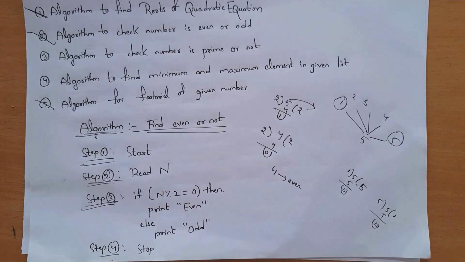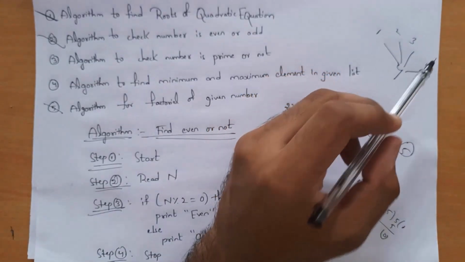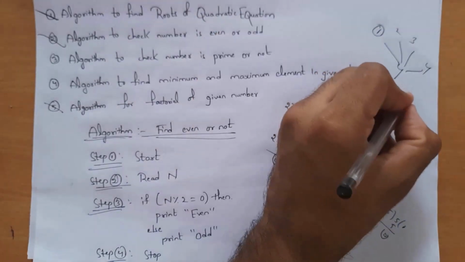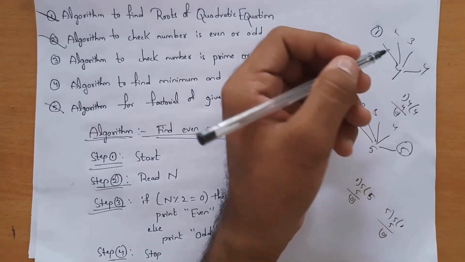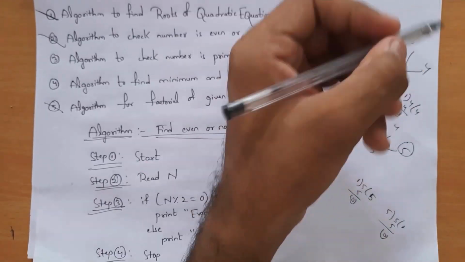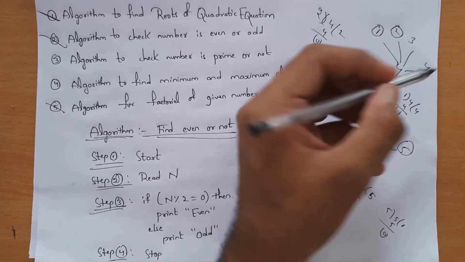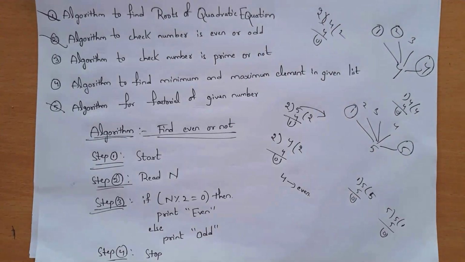And similarly, if you consider number 4, you need to start from 1 and you need to keep on checking till 4. This 4 is divisible by 1 because 1 4s are 4. So remainder is 0. And this 4 is divisible by 2 because 2 2s are 4. So remainder is 0. This 4 is not divisible by 3 and this 4 is divisible by 4. This 4 is divisible by 1, 2 and 4.